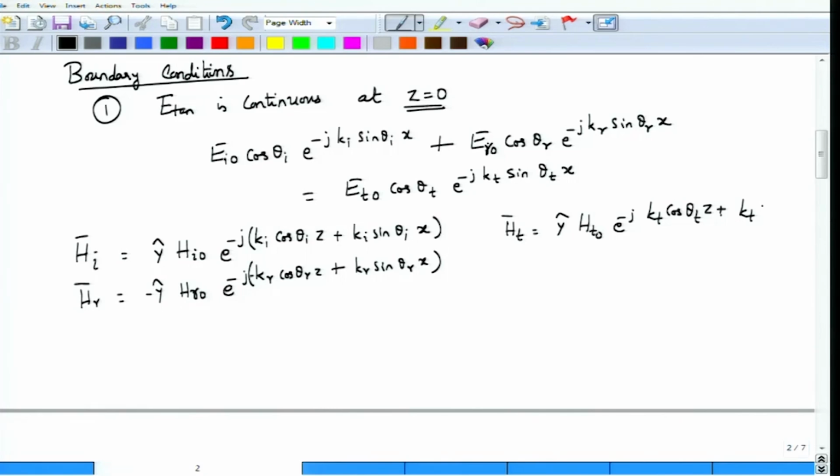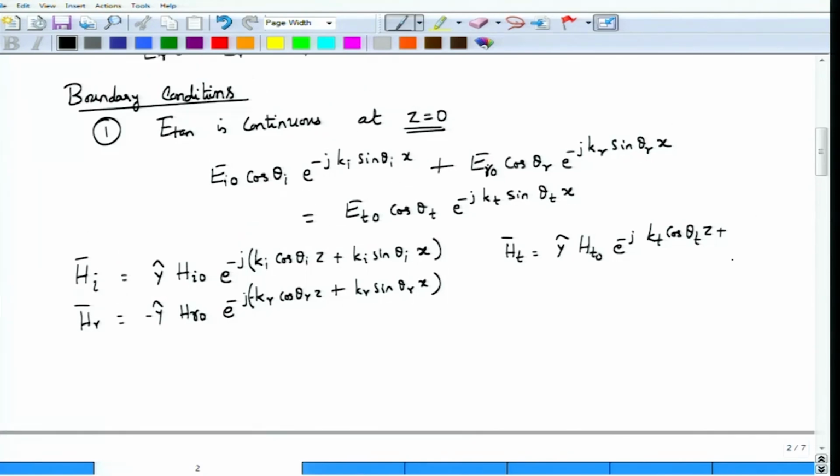So the transmitted H field into the second medium is polarized along the y direction: Ht0 e to the power minus j, and the k vector is essentially in the same direction as the incident k vector. So this is kt cos theta t into z plus kt x sin theta t.